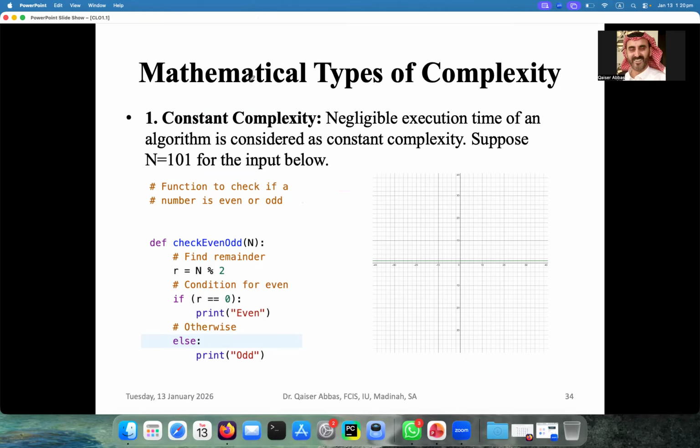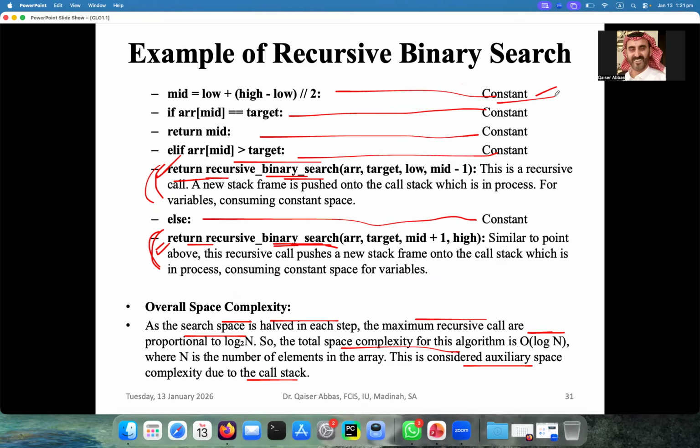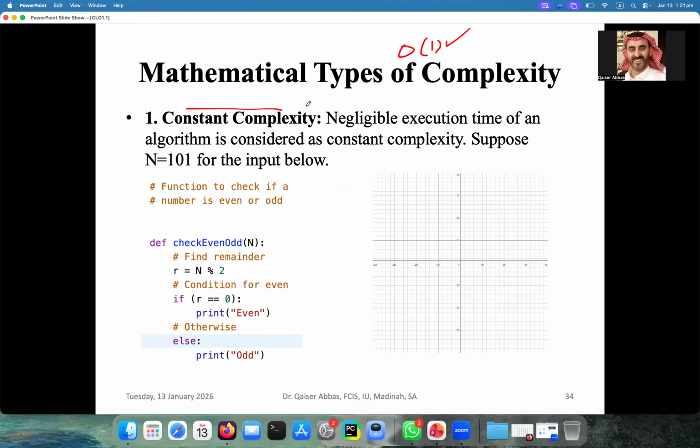Now we will see different types of complexities and their names. For example, the first one is constant complexity. What is constant complexity? Order of one. We normally write order of one. In the previous practice, when we write order of one, it is called constant complexity. That is the reason you saw that I was saying constant. I can write order of one here, but I was saying constant.